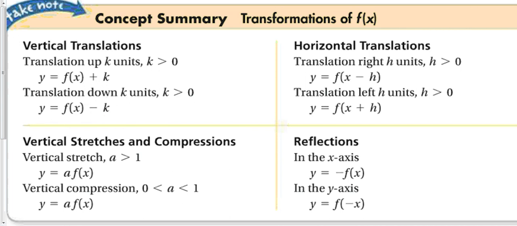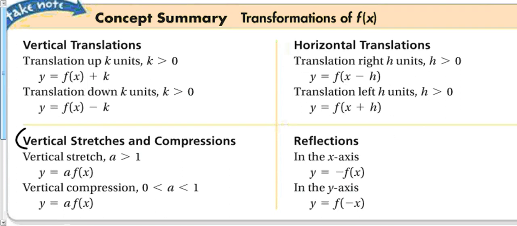Okay? For horizontal translations, we are subtracting h from the inside of the function to move it right, adding h to the inside of a function to move it left. Notice that these are kind of opposite of what you think they would be. A negative moves it to the right and a positive moves it to the left. Okay? That's horizontal translations.